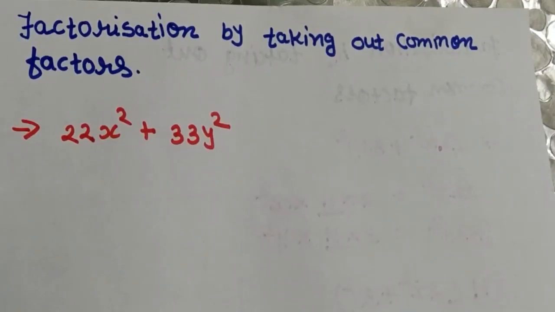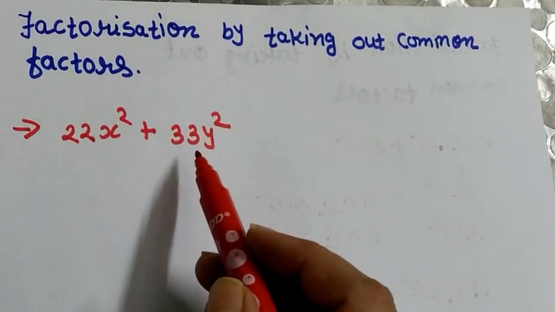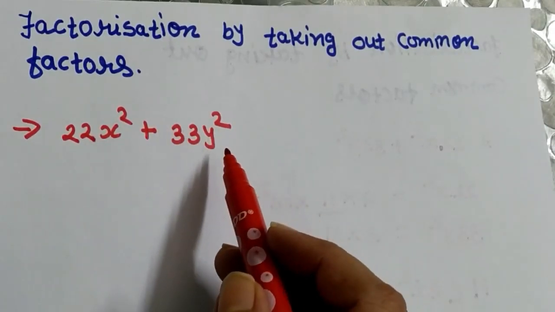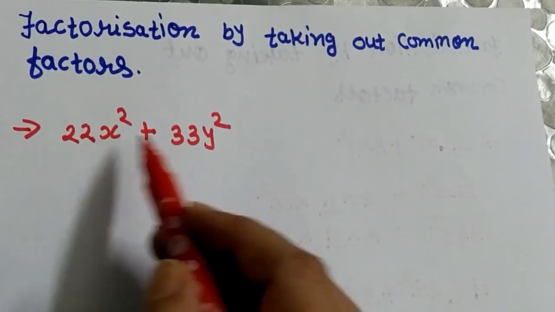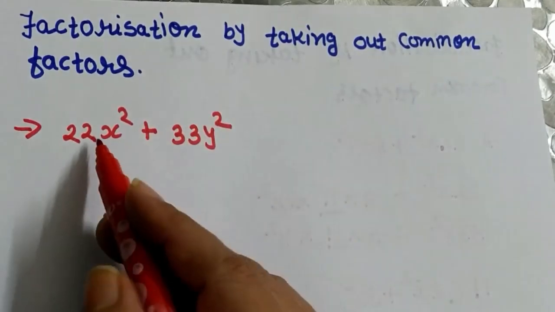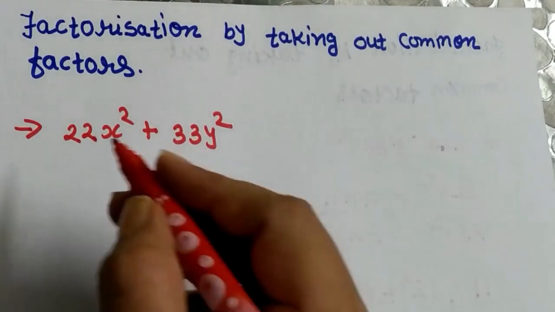Today we will learn how to factorize algebraic expressions by taking out common factors. Let's take one example. Here 22x square plus 33y square is given. This is the algebraic expression and we have to factorize it by taking out the common factors. You can see here there are two terms, 22x square and 33y square. So the first step is you have to write the prime factors of each term individually.